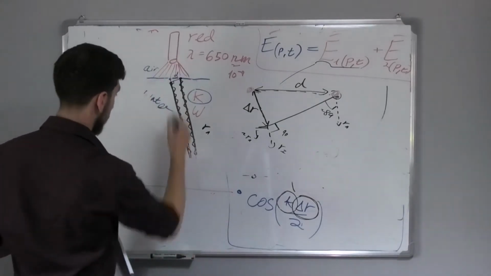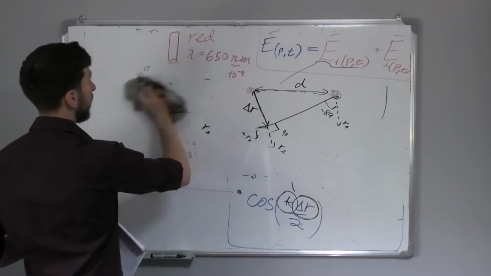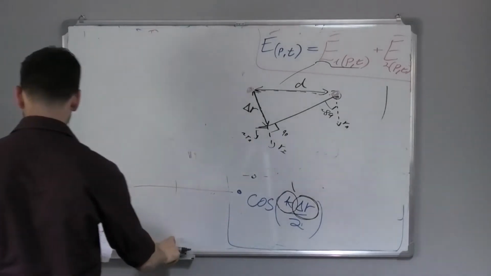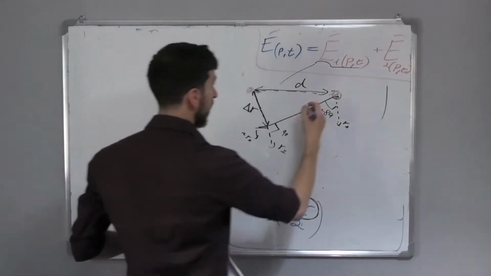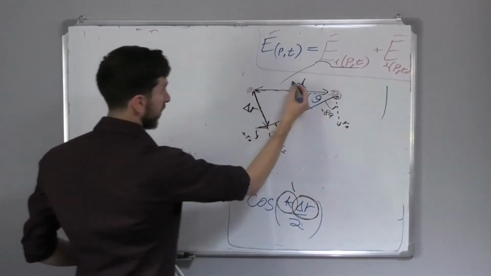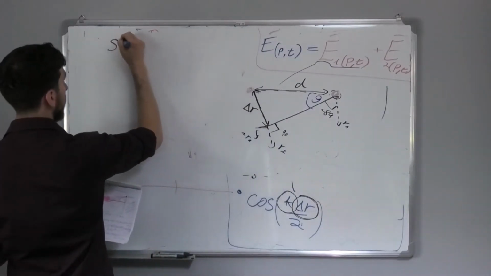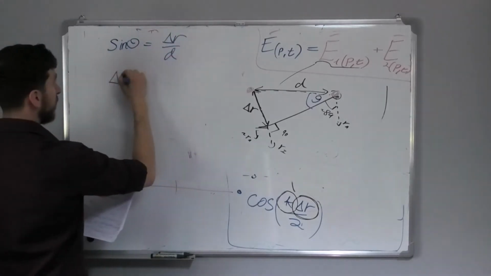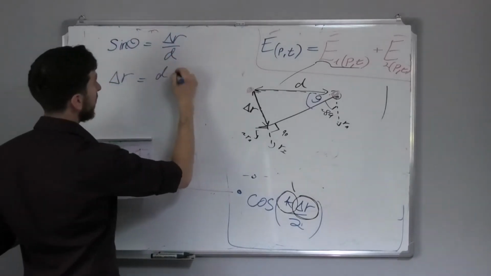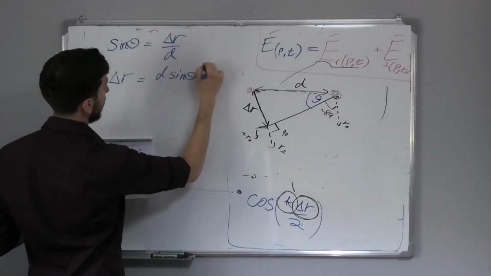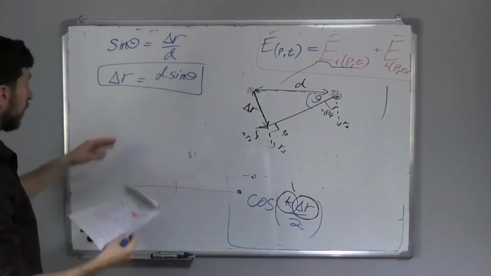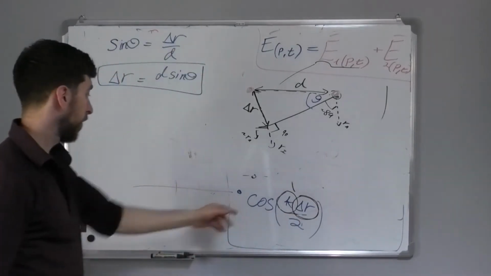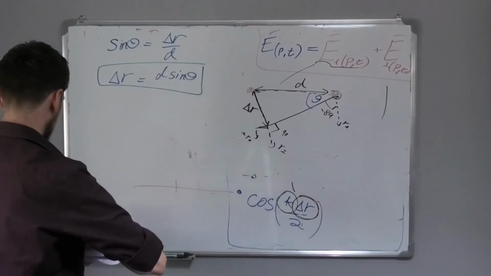So let me clean this one, okay? So delta R, if I declare this angle as theta, I can do this over that. So sine theta equals delta R divided by D, which means delta R is D sine theta. Perfect. So we found the term for delta R in the equation, which is the interesting part of the electric field. Okay, perfect, really good.